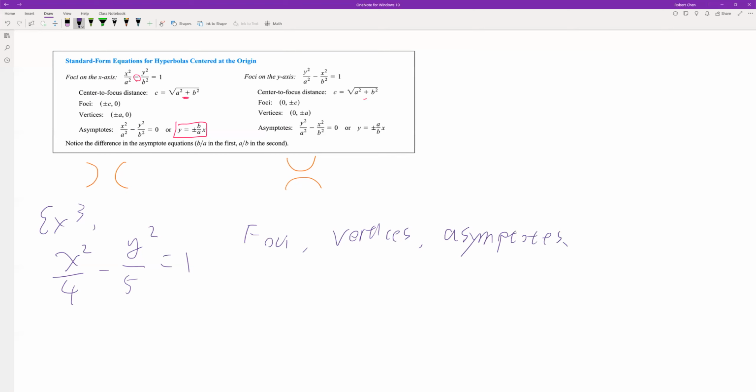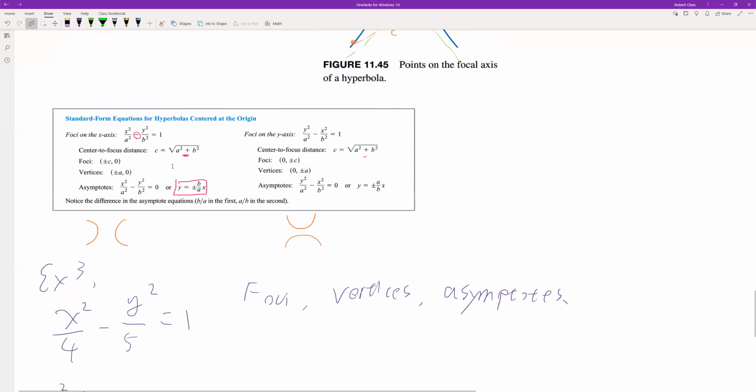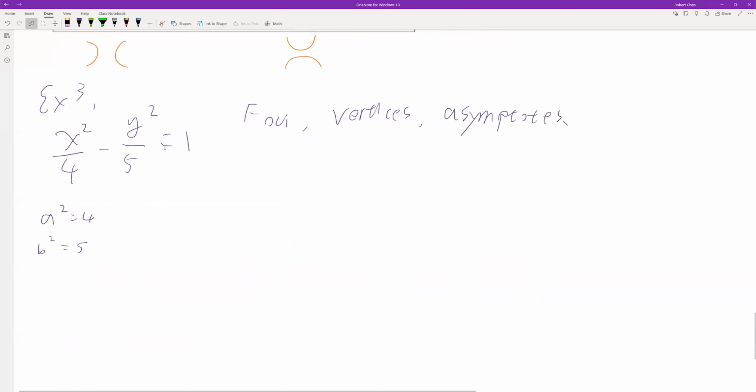All right, let's see. First, a squared is 4, b squared is 5. Now, in the form of hyperbola, whichever comes first, x or y, determines whether you open horizontally or vertically. Here we have x squared minus y squared, which follows the form of the first one, foci on the x-axis. So this hyperbola is going to be opening sideways, with a equal to 2, and b is radical 5.